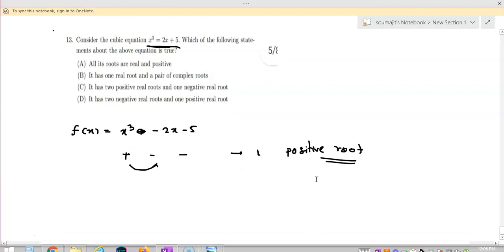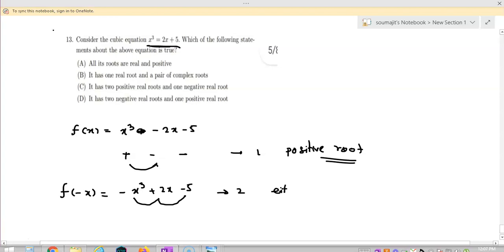Okay, now I am considering f of minus x. f of minus x is equal to minus x cube plus 2x minus 5. So the sign change, minus to plus is 1, and plus to minus is 2. So 2. So it may have two negative roots or may not have any negative root. It may have a pair of complex root, right?